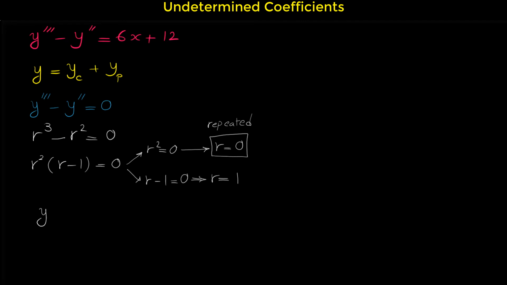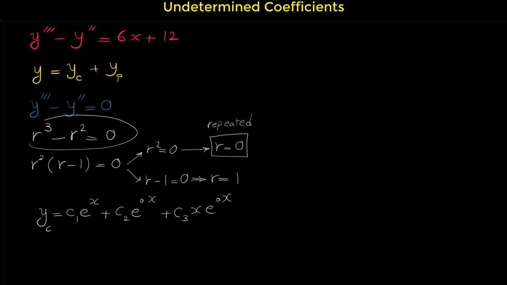Now that we have the roots, we can write the complementary solution. For r equals 1, the complementary solution is c sub 1 e to the 1x, or e to the x. But for the repeated root, the complementary solution is c sub 2 e to the 0x. Because it is repeated, we have to write the same thing multiplied by x: c sub 3 x e to the 0x.